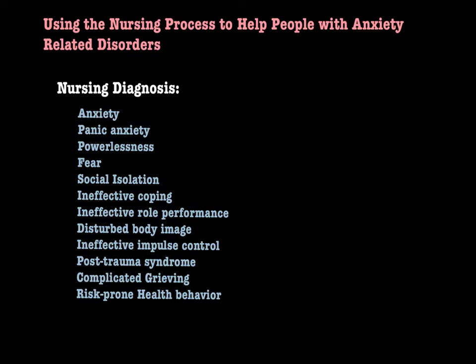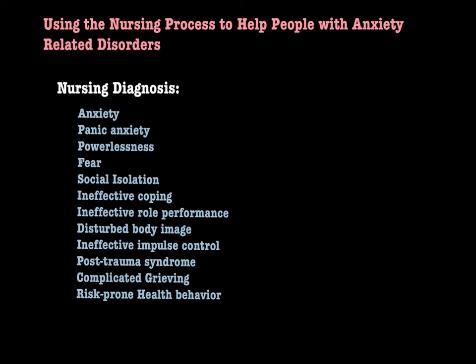whatever behavior they're exhibiting. Ineffective impulse control is an important diagnosis for people with OCD, or obsessive compulsive disorder. Remember that those compulsions represent impulses that they cannot logically talk themselves out of. They may have those unwanted images and they can't rationalize them. So that is ineffective impulse control. Post-trauma syndrome is a very good category for your acute stress disorders and your post-traumatic stress disorders.